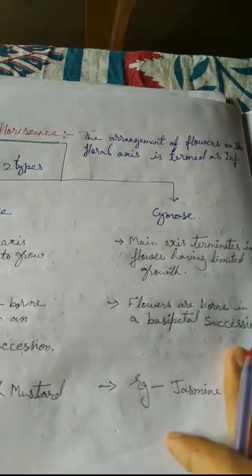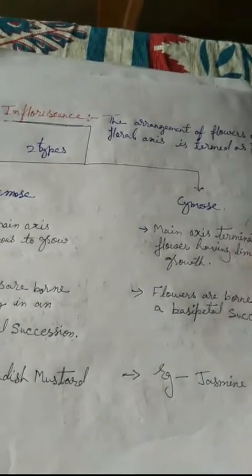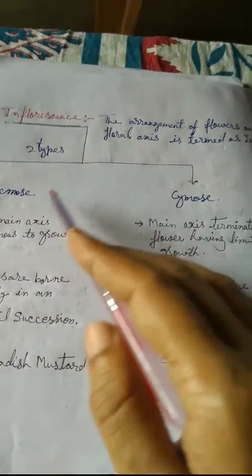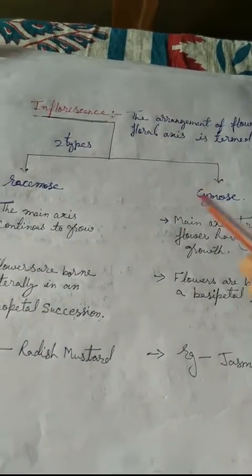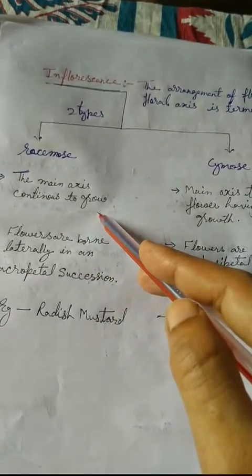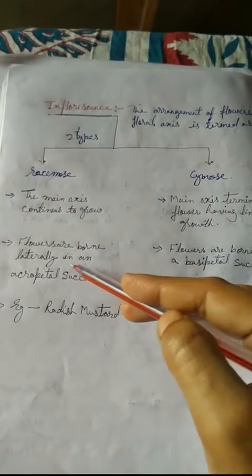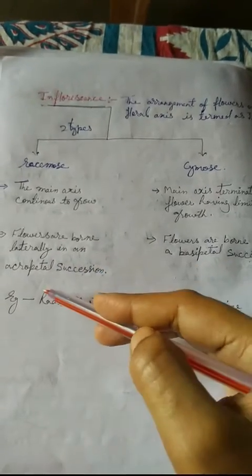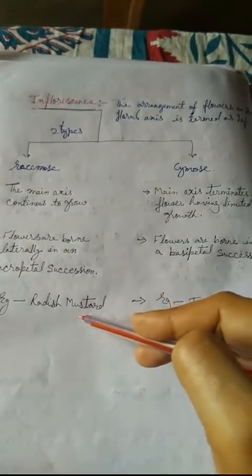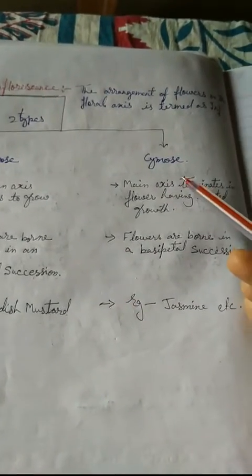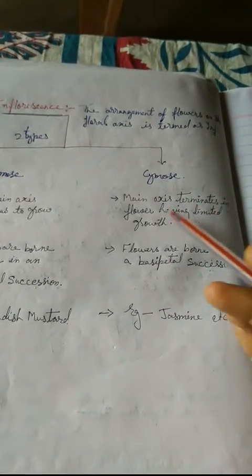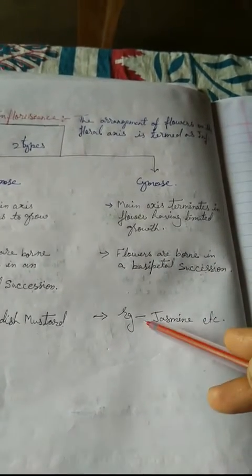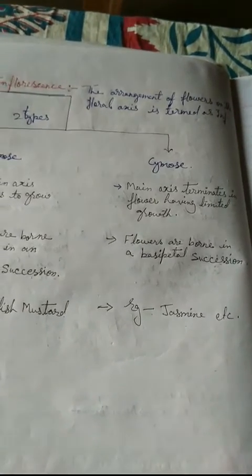Next, inflorescence. Inflorescence, the arrangement of flowers. The flower axis is termed as inflorescence. Inflorescence is divided into two types: racemose and cymose. In racemose, the main axis continues to grow. Flowers are borne laterally in an acropetal succession, for example radish and mustard, etc. In cymose, the main axis terminates in a flower, having limited growth. Flowers are borne in a basipetal succession, for example jasmine and bougainvillea, etc.